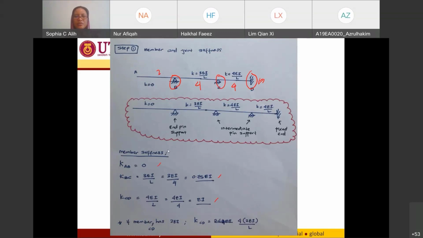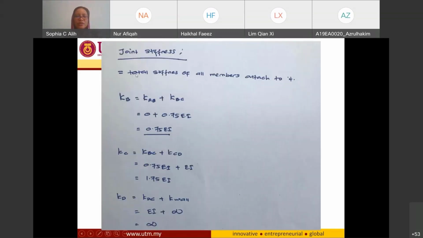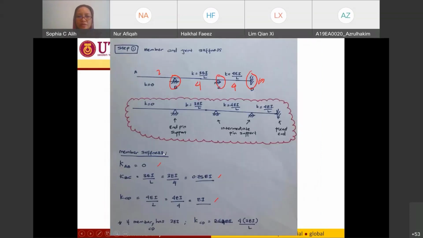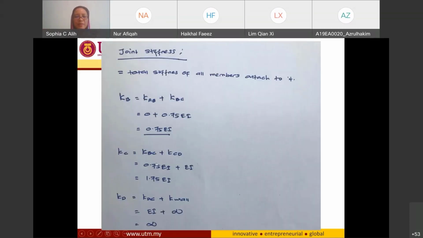Okay, into my equation. So I will have the joint stiffness of joint B is going to be 0.75 EI. For joint C, KBC plus KCD, because at joint C I have one element over here and another element over there. So I have 2 members attached to it, so KBC plus KCD. I just use the value that I have calculated, and I have my joint stiffness to be 1.75 EI.